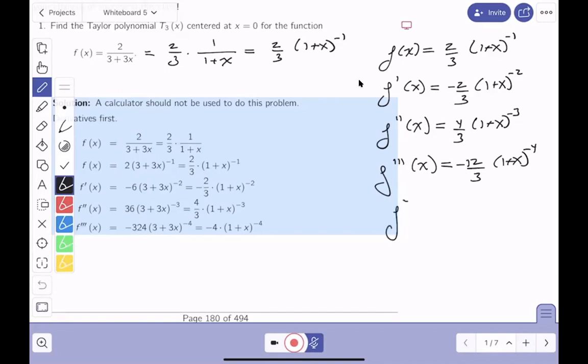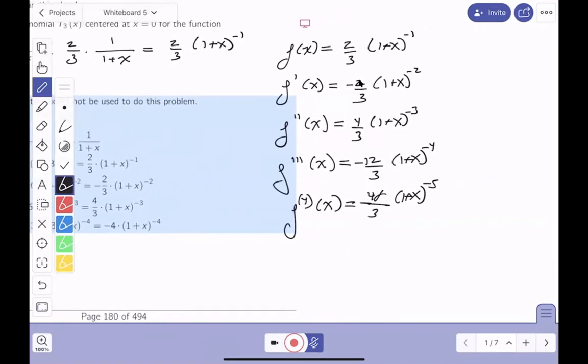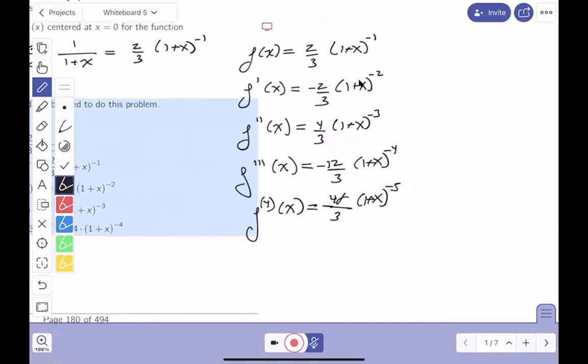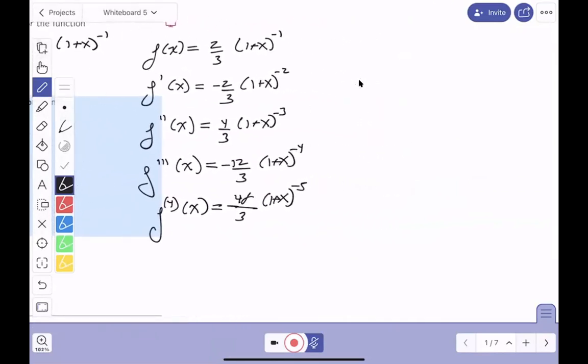If I want to put the fourth derivative down, what do you get? Well, you get minus, no, you don't get minus, you get plus, right? So plus 48/3 (1 plus x) to the minus 5. All right. So the next thing that comes up is we're going to evaluate these things at the center, which is 0. And let's do one at a time.